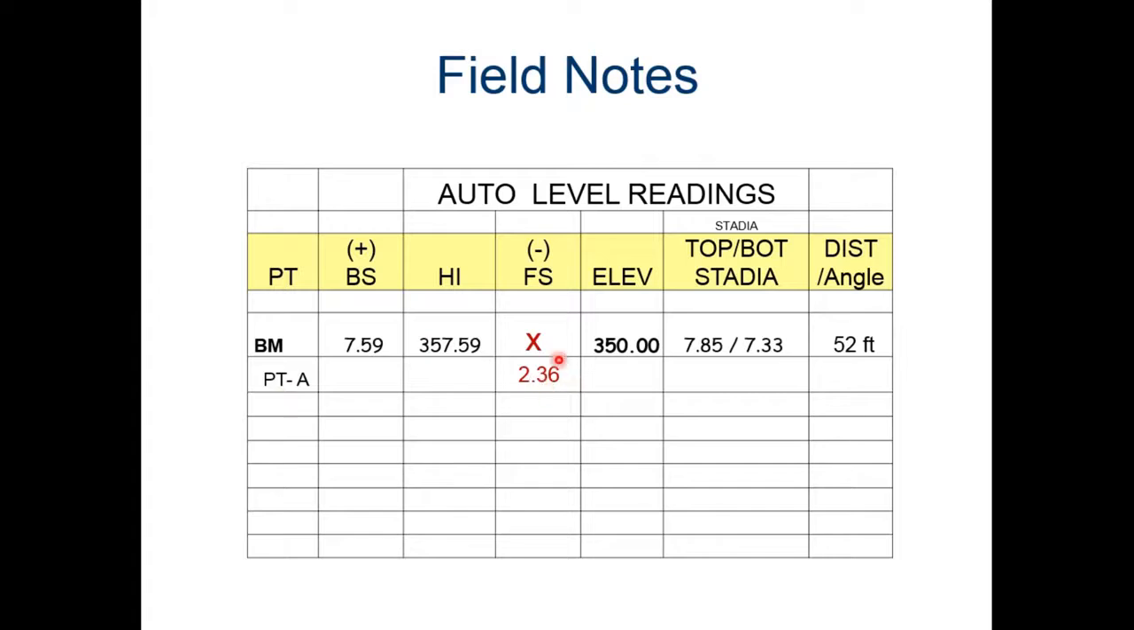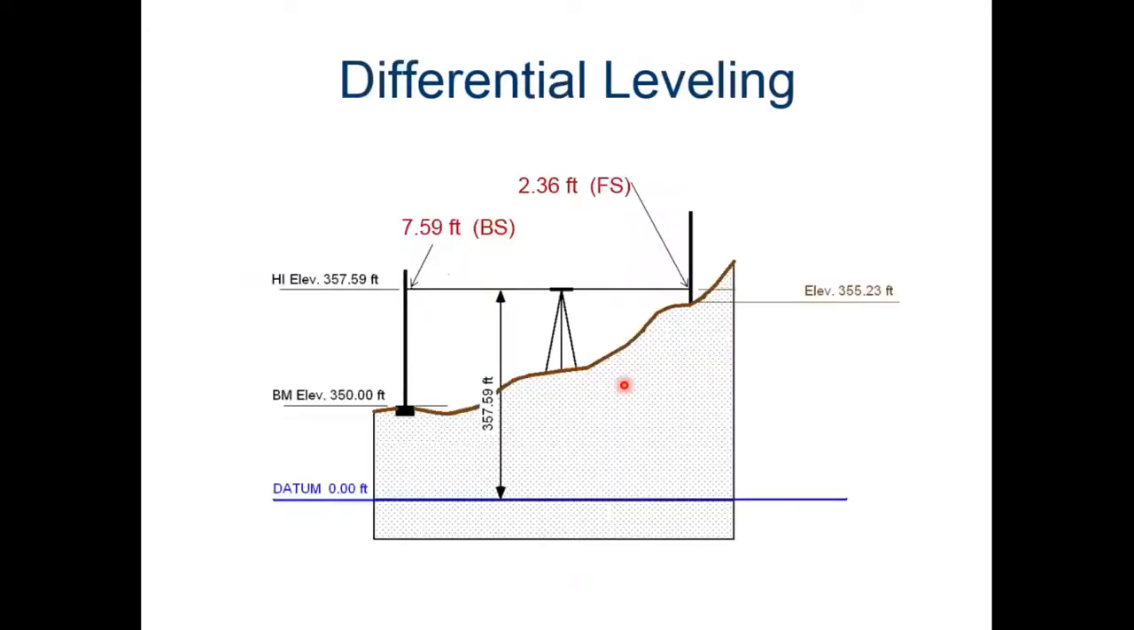So we read our rod. Our rod says 2.36. We subtract these two numbers. That's how we know the elevation of that point of interest. We also read our top and bottom stadia. Subtract those times 100. That particular point is 35 feet away. That's about it. Then you just keep going.